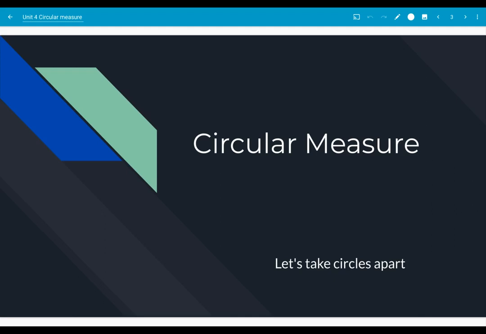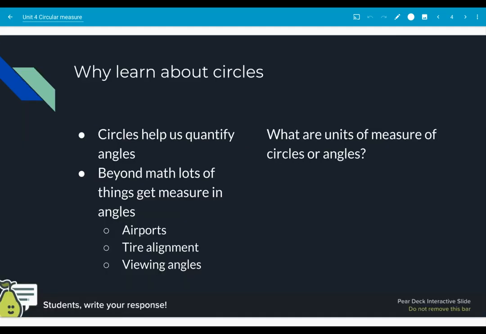In this unit, we're going to be talking circles and circular measure. This is going to be the lead up into us talking about trigonometry. Why do we look at circles? We look at circles because they help us quantify angles, and it goes beyond just math.